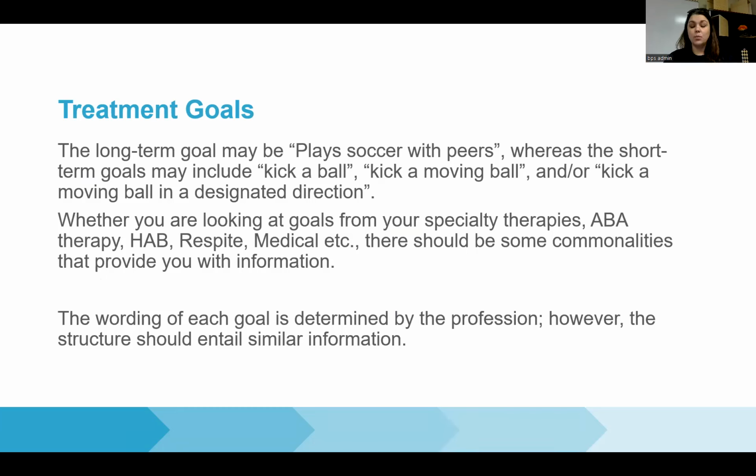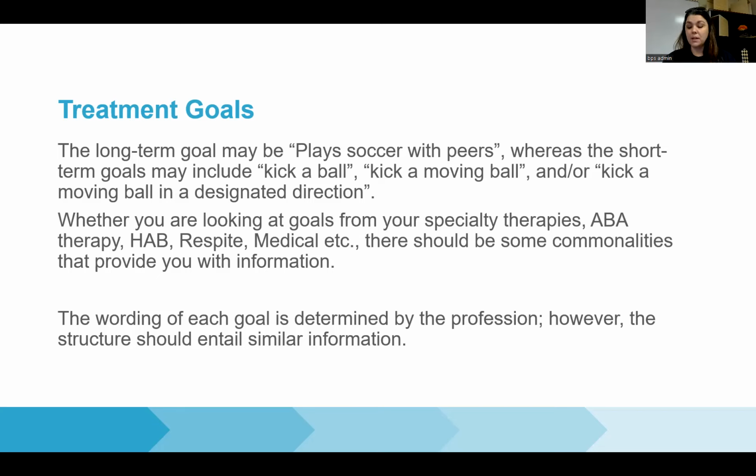One of the things that we should mention is that it doesn't matter which service you obtain your goals from. A lot of individuals have multiple service providers that provide speech and OT, PT, you have HAB and respite. Sometimes there's medical, there's ABA, and all of those individuals are building these goals for your child or for yourself. We all look at that and say, these are the goals we want to achieve, but they should all contain the same amount of information in order to be a good quality goal.